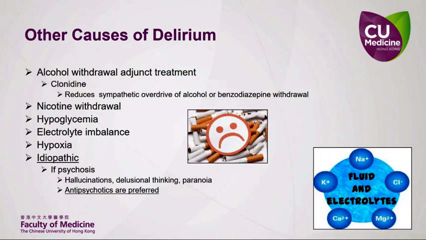There are many possible causes for delirium, and they should be identified and treated as soon as possible. Many of the treatments for these causes are obvious. Also, if you have a patient with an idiopathic psychosis, patients with hallucinations or delusional thinking or paranoia, then antipsychotics would be preferred over benzodiazepines.